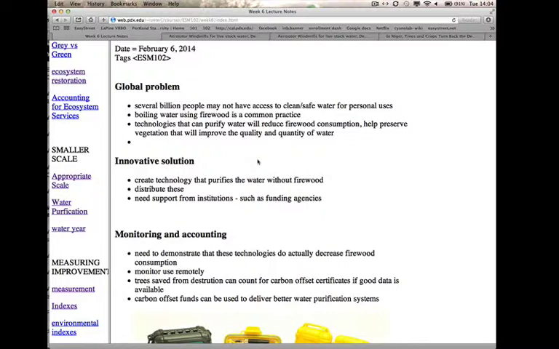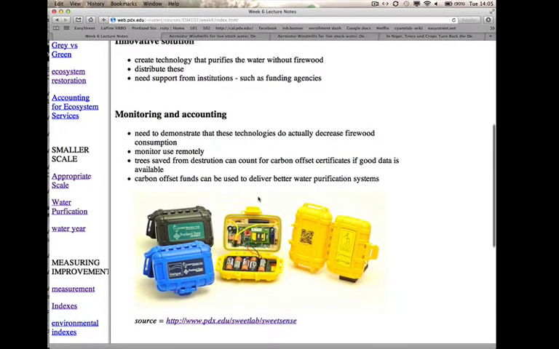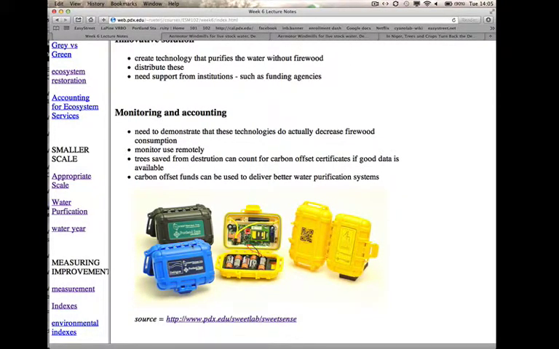So one of the innovative solutions, and this is coming out of a lab at Portland State called the Sweet Lab, is to create technologies that purify the water without firewood. And to get funding to help support that, you need to verify that people are actually using that. So the Sweet Lab has developed a set of sensors, and here's a picture of some of the sensors, and these are attached to water purification systems, and they log how much water is being used.